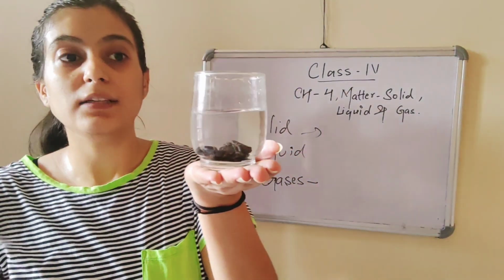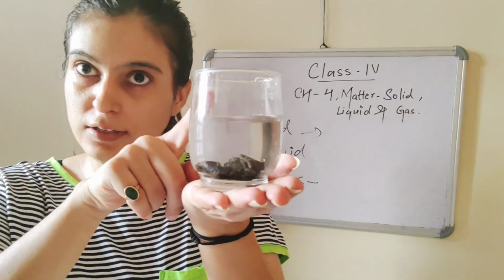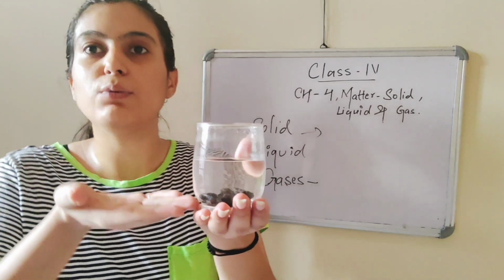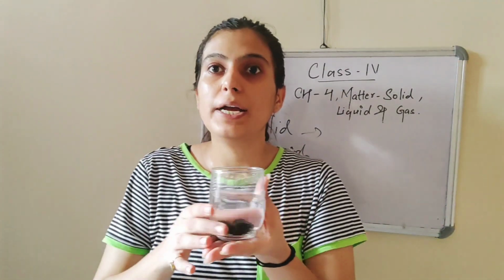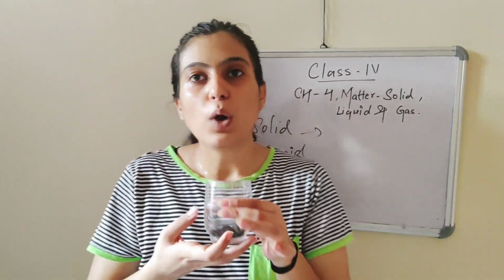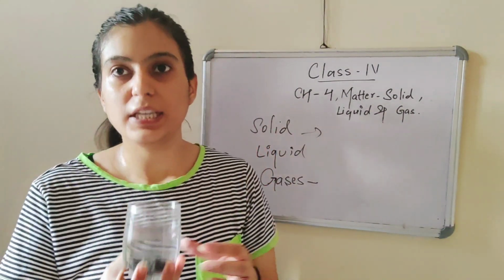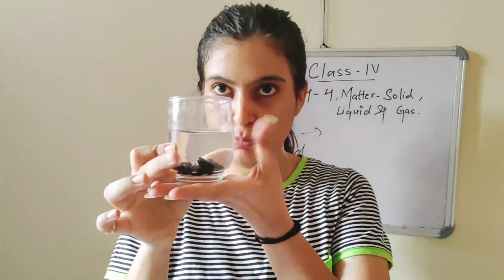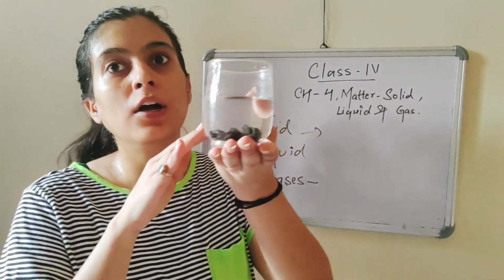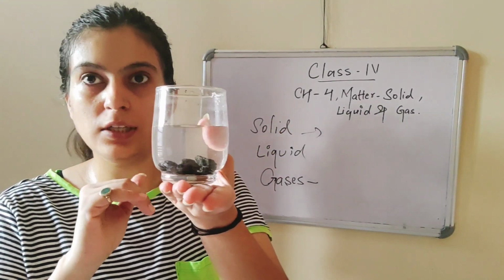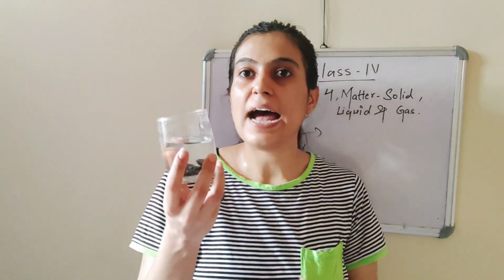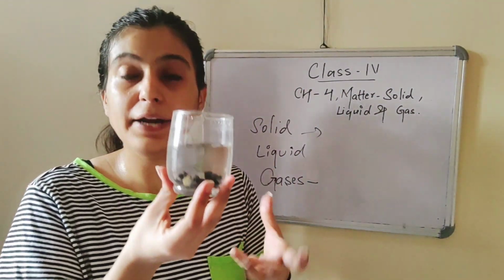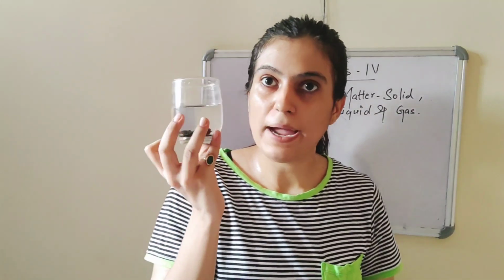You will see that the water level has risen, and if I start putting more stones into it, you will see that the water will start pushing out. It will come out of this glass. So what we can conclude from this activity is that if we add more matter to the object, for example, a few pieces of stone into the water, it will become heavier. It will have more mass, and it will also occupy more space.